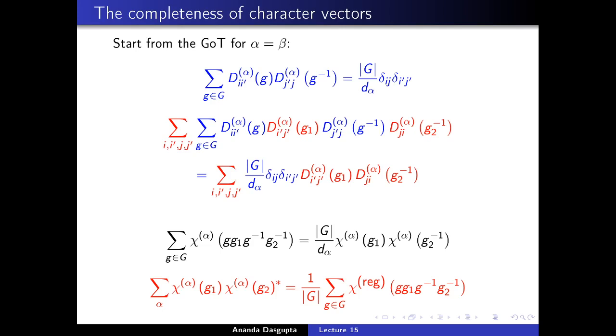Of course, there is still the sum over all group elements, and this is division by the number of group elements. Basically, this expression chi reg of g1, g inverse, g2 inverse has been averaged out over the entire group.